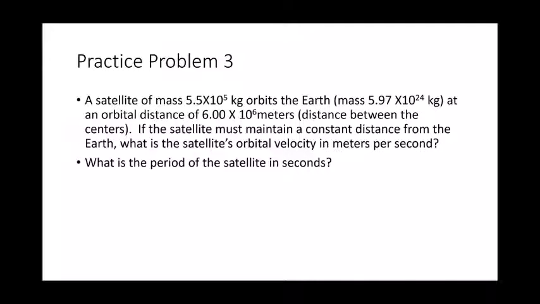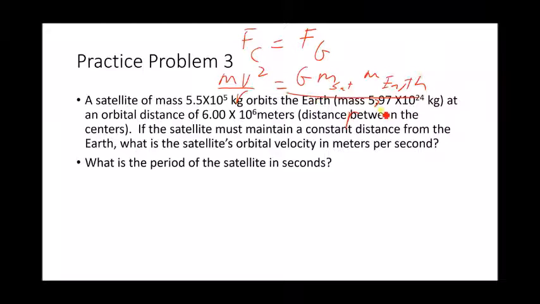So what we've got to remember here is that it's the centripetal force that's keeping the satellite in orbit. And that centripetal force is the gravitational force between the satellite and the Earth. So we're going to say centripetal force is equal to gravitational force. Remember that centripetal force is mv squared over r. And that's equal to the gravitational force, which is G, m. In this case, this m over here on the left, this is the mass of the satellite. So I'm going to say mass of the satellite times the mass of the Earth over r squared.